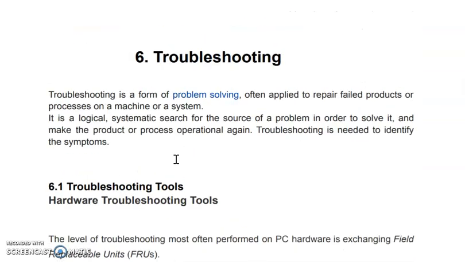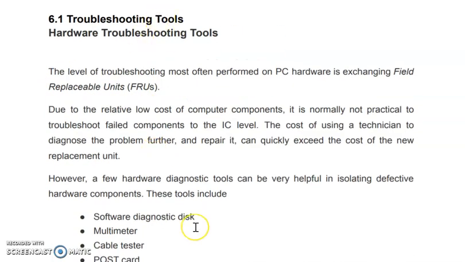So what does troubleshooting mean? One of your computer components is not working properly, and that's why you cannot do any function with your system. In that case, we have to find out the problem and solve that problem. Finding out the problem and solving the problem of your computer devices is called troubleshooting. And these are some troubleshooting tools.